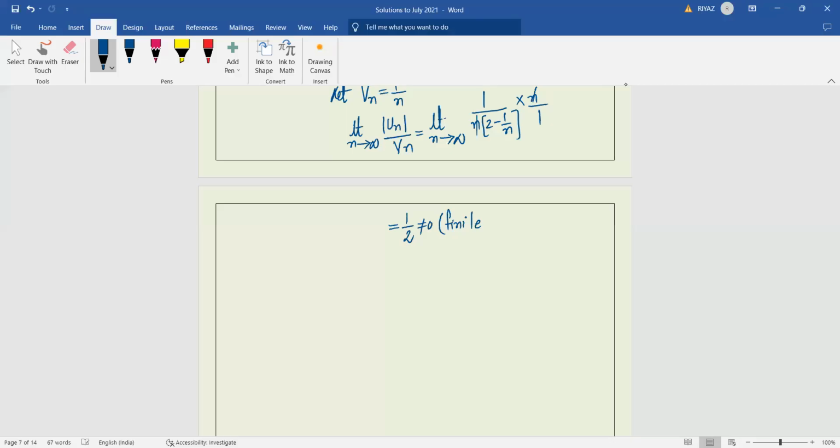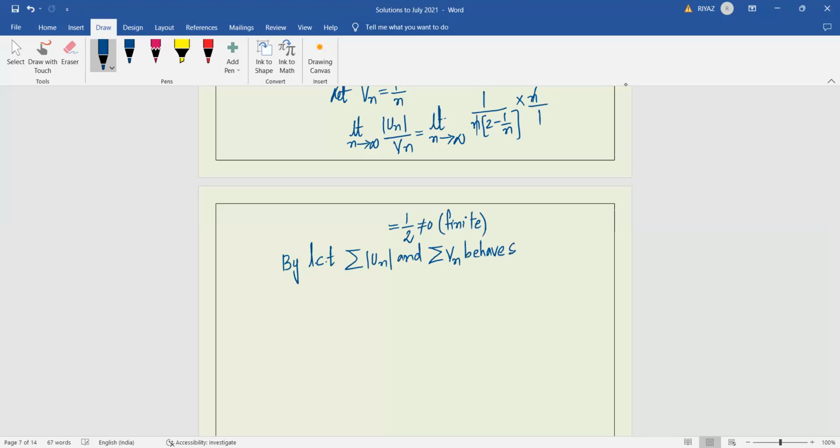Okay, above this is the finite value, right? So we write the statement by limit comparison test: summation mod un and summation vn behave the same. Yes.